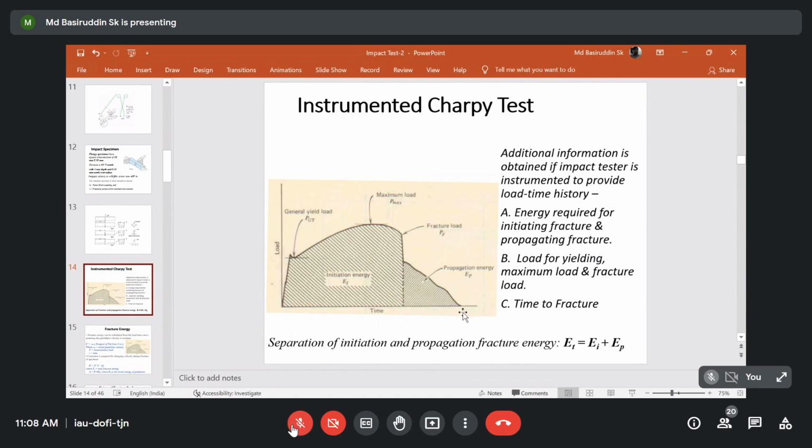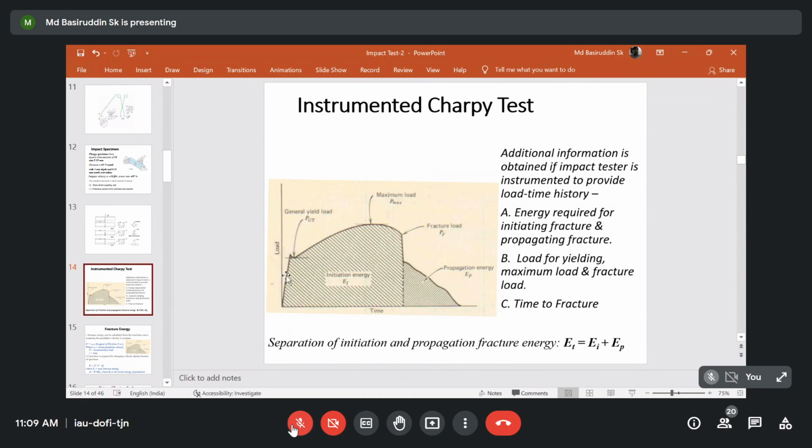That means the sample has fractured. But within this period of time, you can see how the load is varying. This sort of graph you can compare with the tensile graph, where the yield stress is there, the ultimate tensile stress is there, the fracture stress is there. So similar kinds of things happen here also.